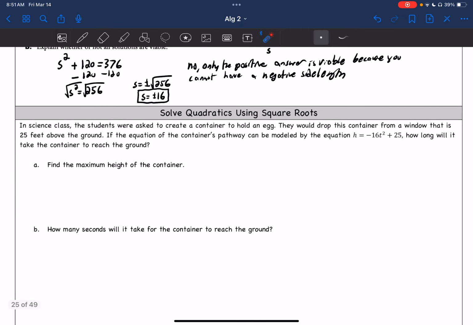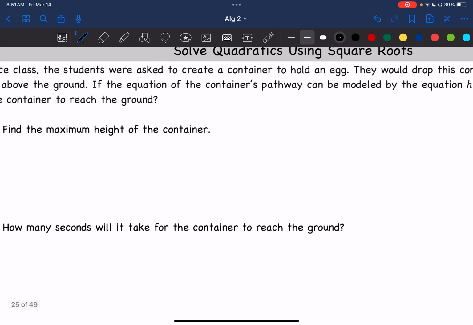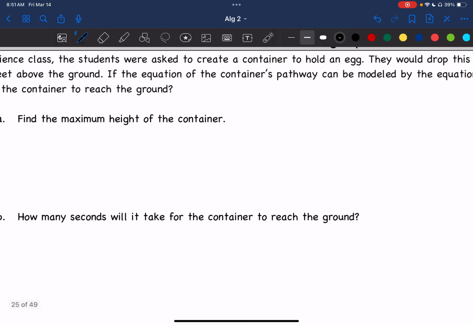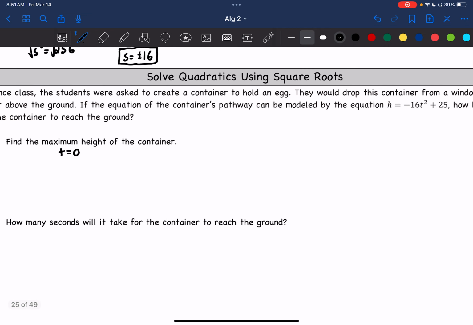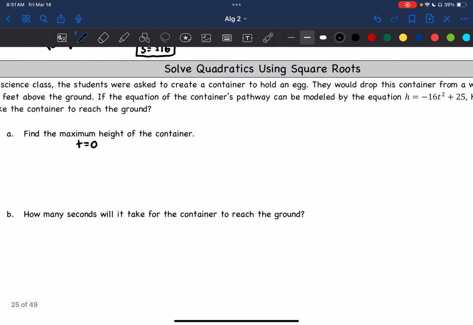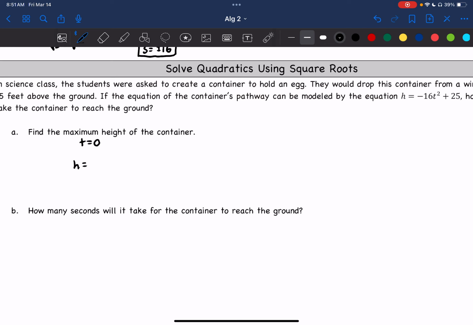Therefore, the maximum height of the container will be right before we drop it. Once we drop it, it's only going to fall. Right before we drop it, that's at time 0. If we start time right when we drop it, then t equals 0 is right before it drops, and that's when it'll be at its maximum height. And so if t is equal to 0, then h is equal to negative 16 t squared plus 25. H is equal to negative 16 times 0 squared plus 25.